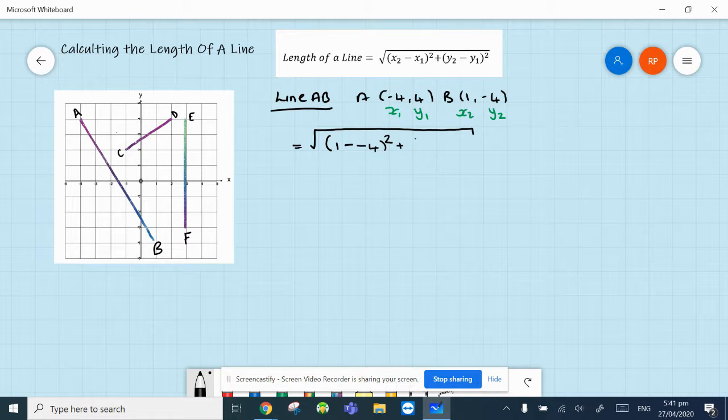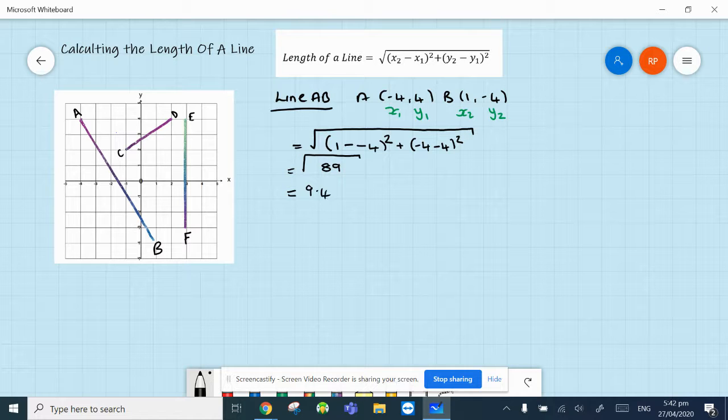And then we're going to add -4, -4, all squared. When I do it on my calculator, I'm not going to bother with the square root to start with. I'm just going to put the brackets in, and that's going to give me 89. If you don't get 89, just double check what you're putting into your calculator. Once you've got that, you can take the square root of 89, and it gives you the length as 9.4.